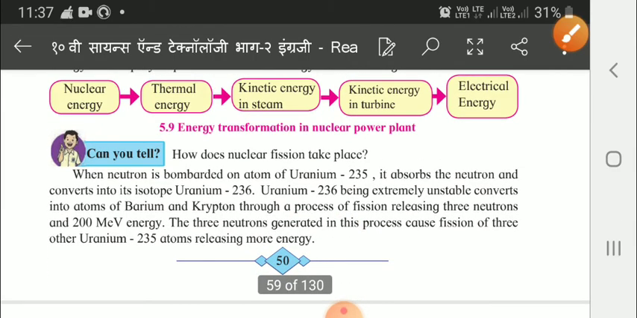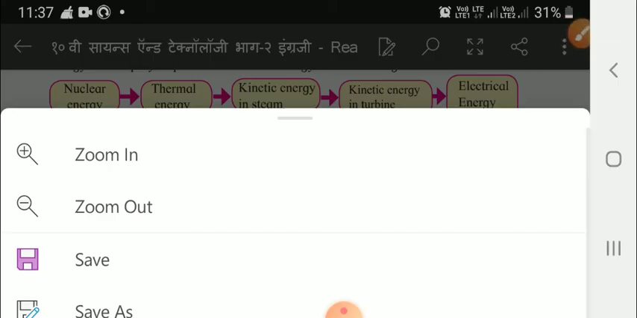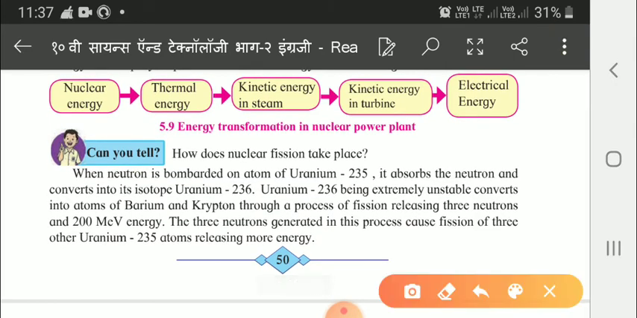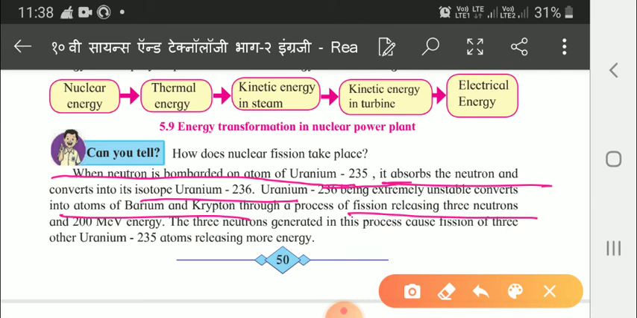Now children, here we can see that whenever a neutron is bombarded on an atom of uranium 235, it absorbs the neutron and changes to an isotope, uranium 236. Isotope you have already studied in A standard. Now uranium 236 is extremely unstable. It converts into barium and krypton through a process of fission, which releases three neutrons.